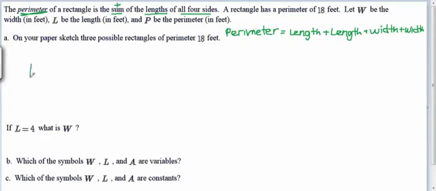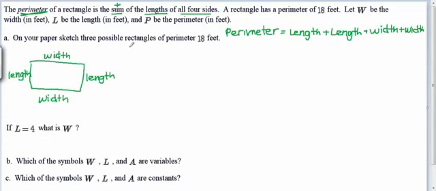To visualize that, let me draw out a rectangle here and say if that's my rectangle, I have the length on this side, and the length of this side, and the width of this side, and the width of this side, and I have to add them all four together in order to determine the perimeter. When we think of perimeter, we can think about building a fence. It's the distance around the outside of that shape.